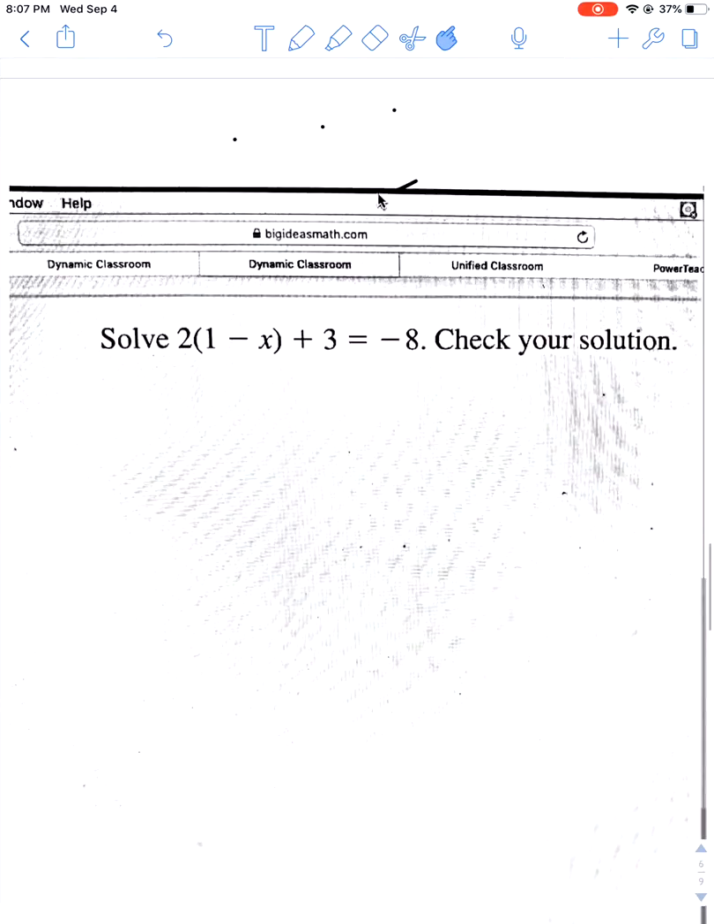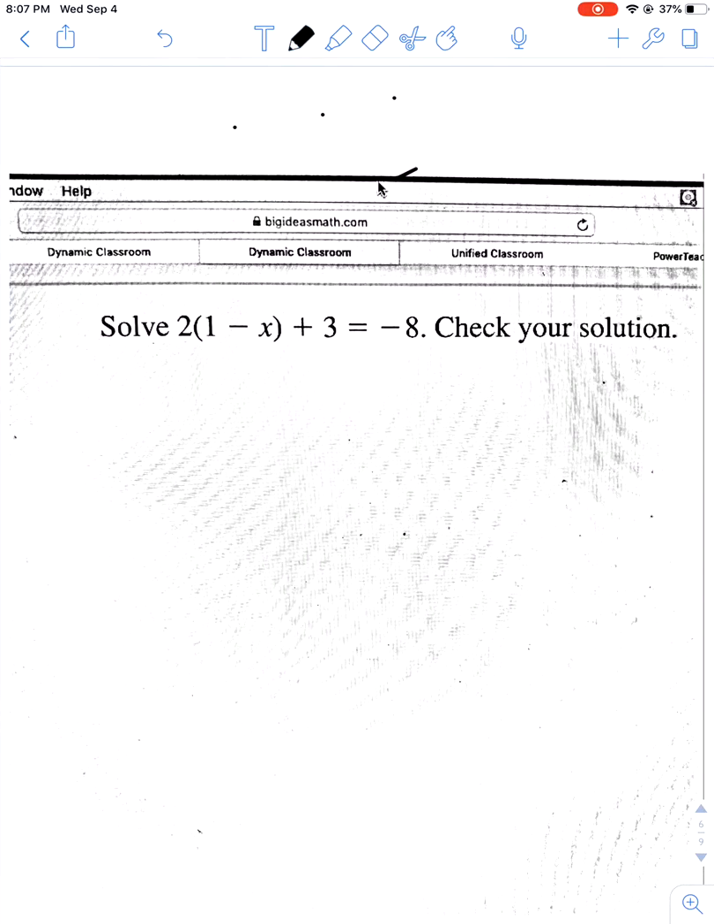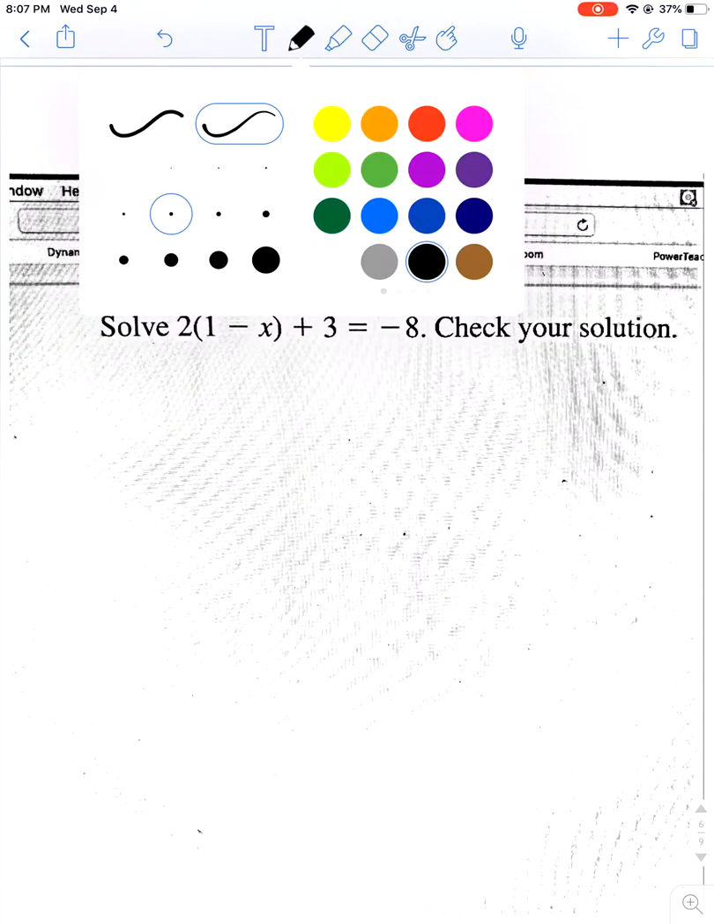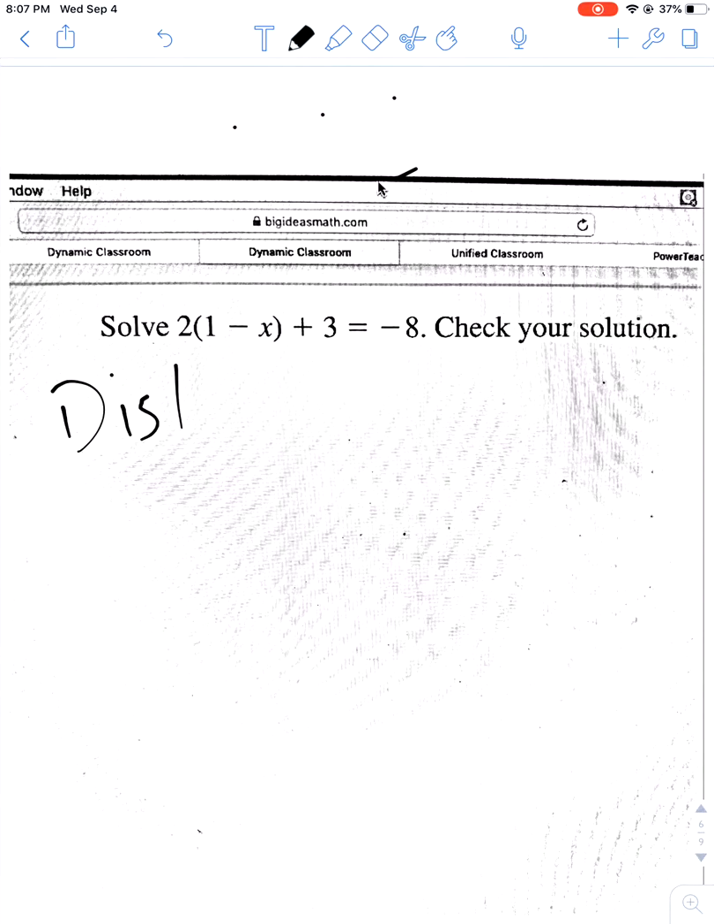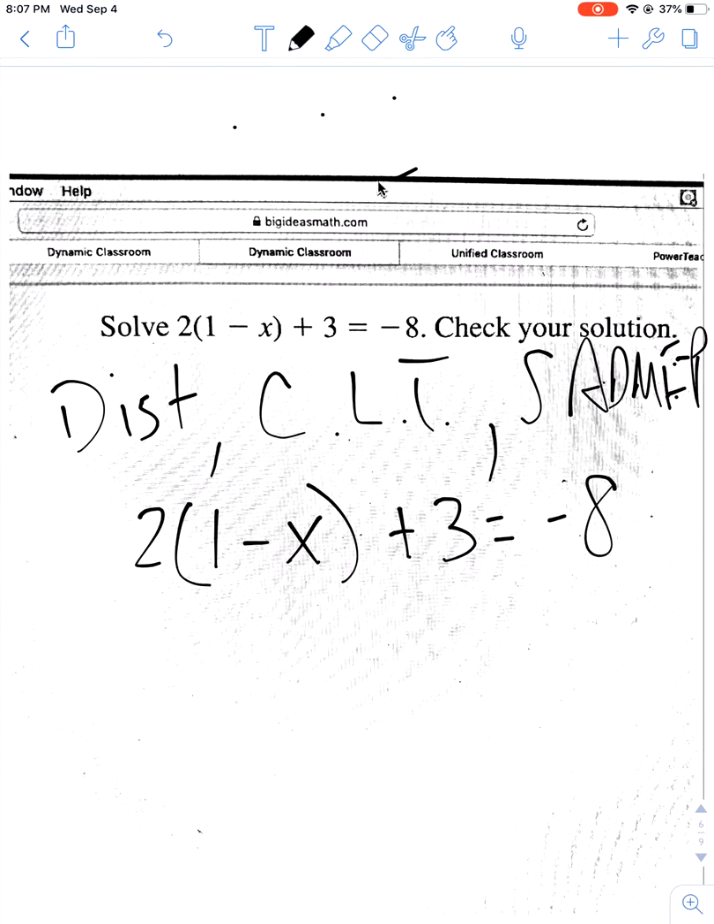Okay. Finally, a really difficult one. So let's remind ourselves, the three things we need to do. Distribute, combine like terms, then use SADMAP. Well, I've finally got distribution here. And if you remember what distribution is, distribution means we're going to take the number on the outside, multiply it by everything inside.